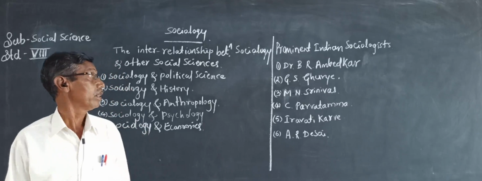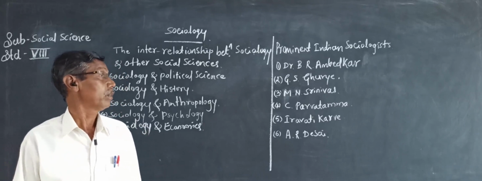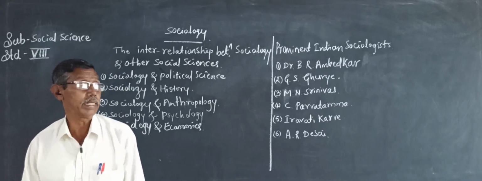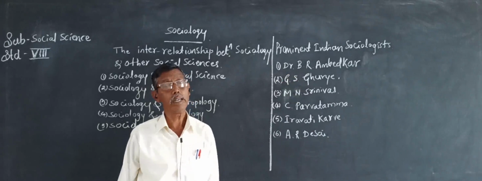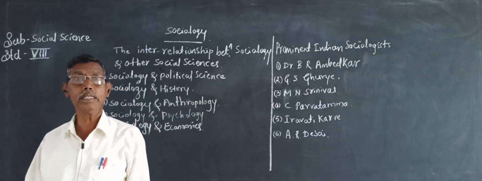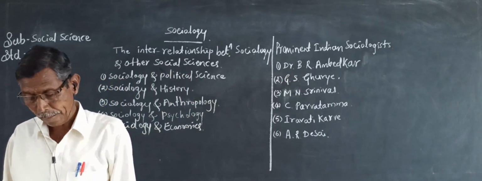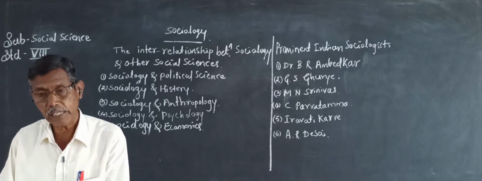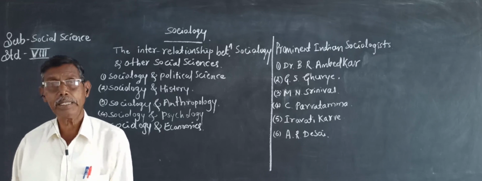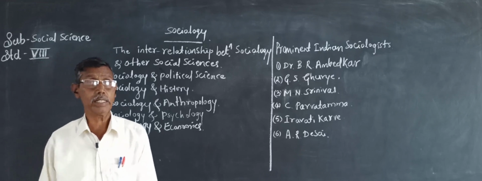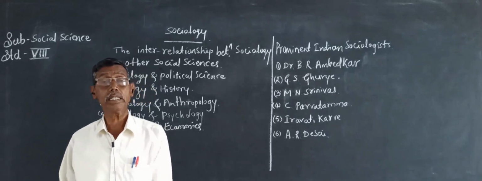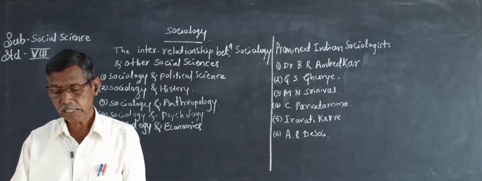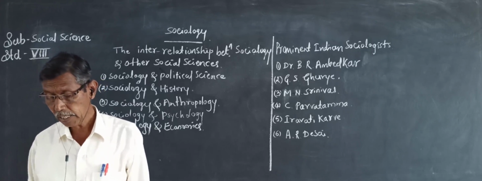His full name is Bhimrao Ramji Ambedkar, and he is one of the prominent social reformers and an expert in law. He was an eminent jurist.